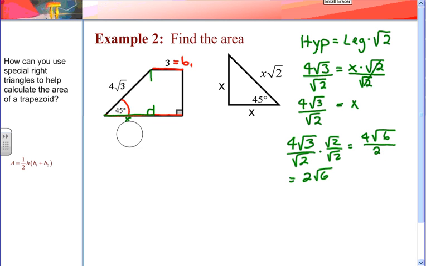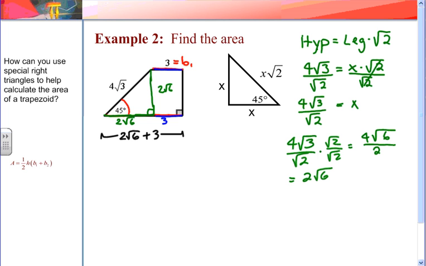Now I know the height is equal to 2 root 6, and I know this piece of my base is also equal to 2 root 6. Now for the rest of the base, remember this part up here was 3 units. That means this part down here must be 3 units. So we can represent the entire base as the sum of those two values. 2 root 6 plus 3 is the entire base.